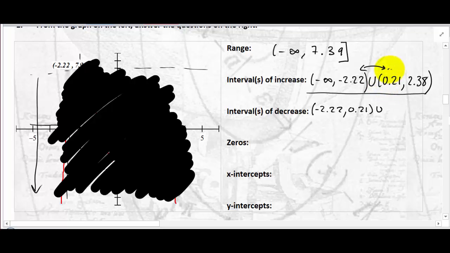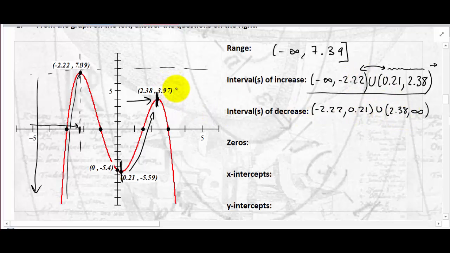Well, it's not going to be decreasing here, right? So you've got to go after that. So it's going to be 2.38 and then forever, because it's never increasing again, so it's always decreasing. And these are going to be my intervals of decrease. I hope it's clear that you do not need to look at the graph to answer this question.